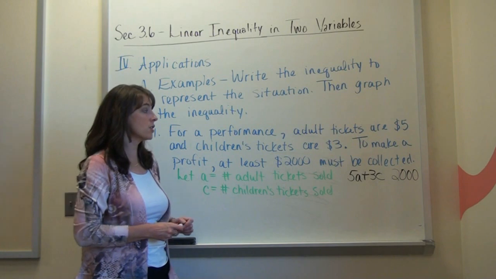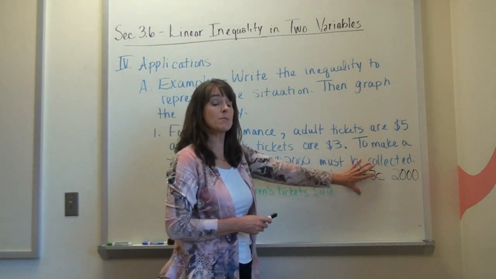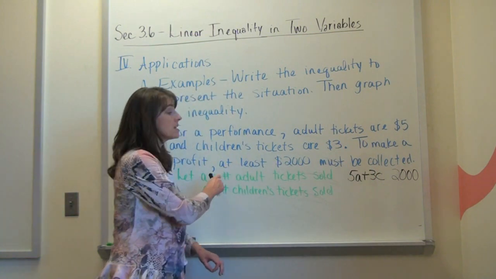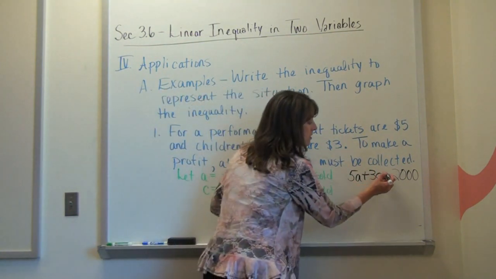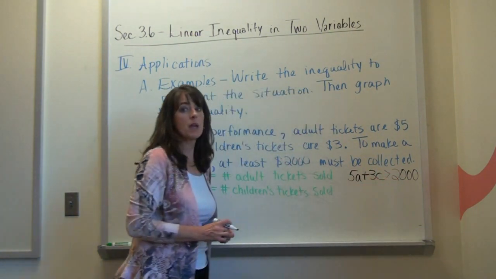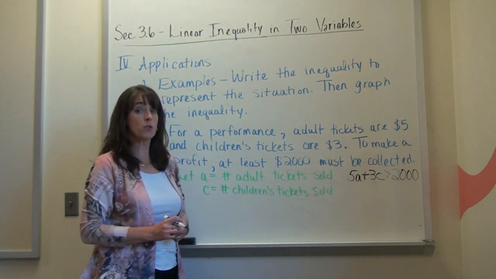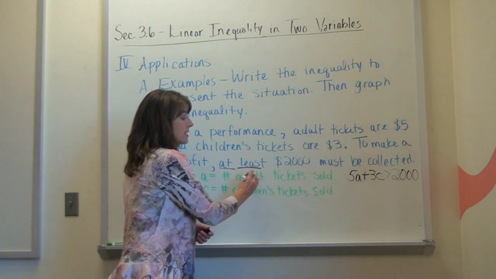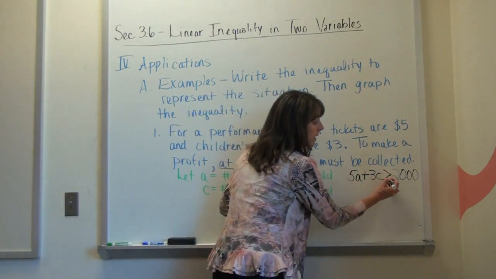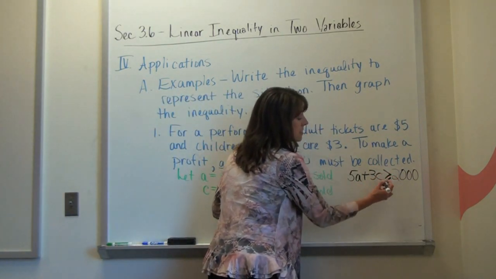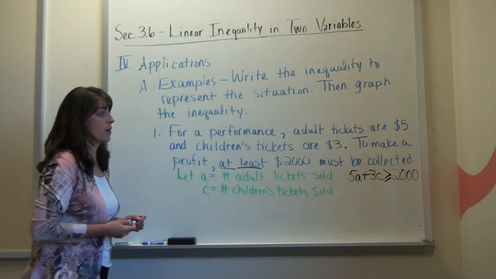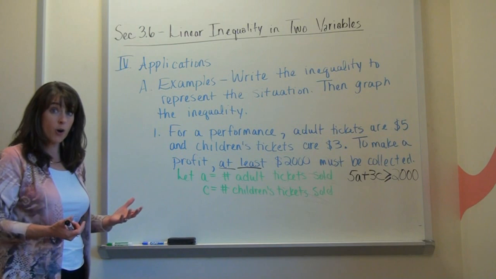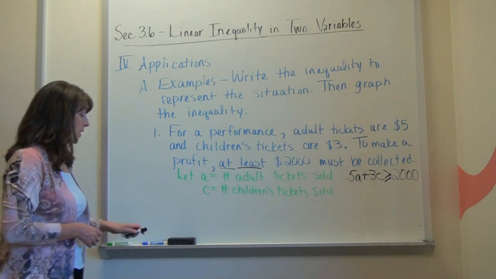But the catch is, is it okay for this amount of money to be smaller than $2,000? Well, no, not if it says at least. It's got to be bigger than $2,000. But is it okay for it to be $2,000? Sure, that's what at least indicates. It's okay to be $2,000, and it's definitely okay to be bigger than $2,000. So there's the inequality that represents that situation. That's the hard part. Now the easy part is to be able to graph it.